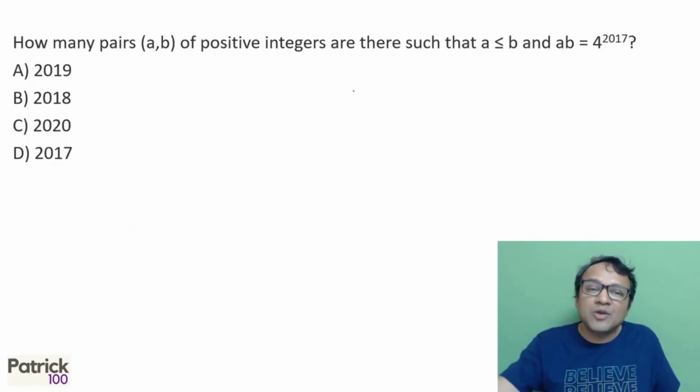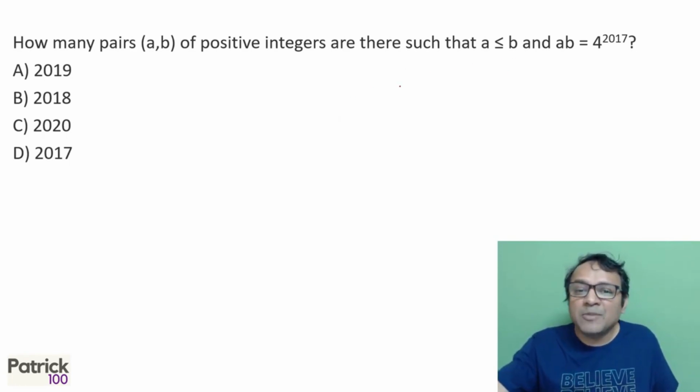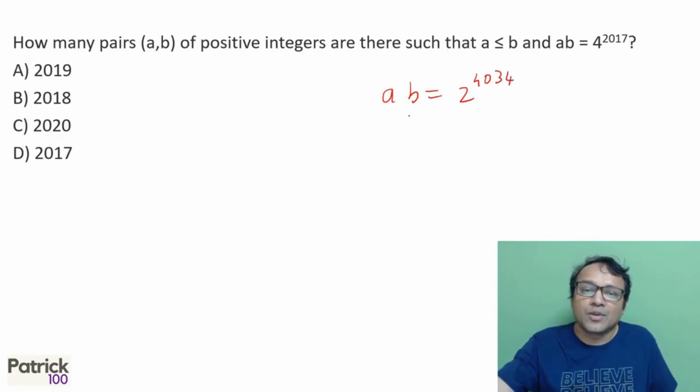How many pairs of a and b of positive integers are there such that a less than or equal to b and ab is 4034 and 2017? Let me break it up into smallest parts. So a into b equals 2 raised to power 4034. Right? So when will they be equal, the maximum? They'll be equal when it's 2 raised to 2017 and 2 raised to 2017.